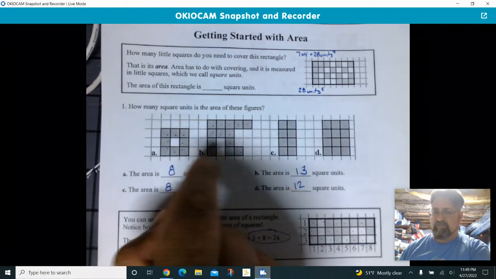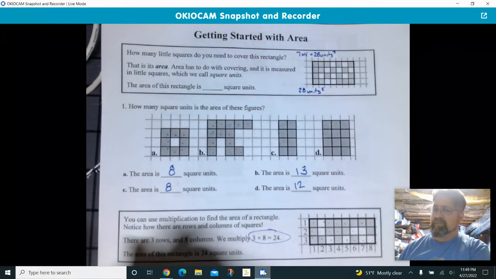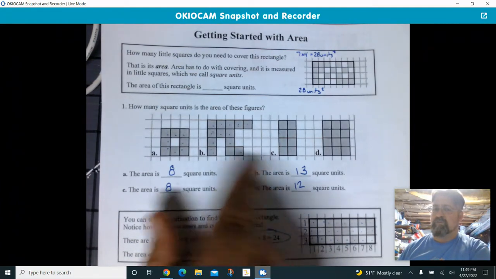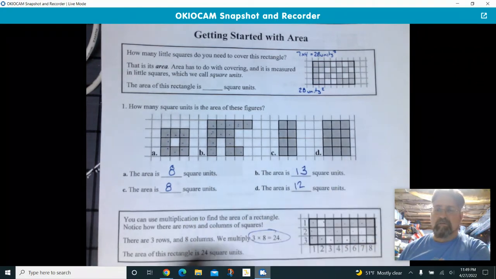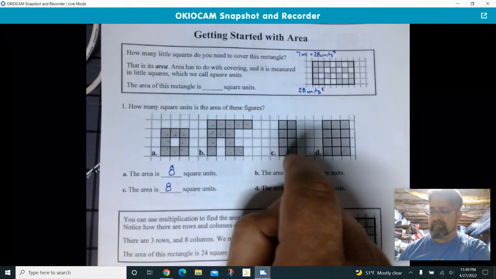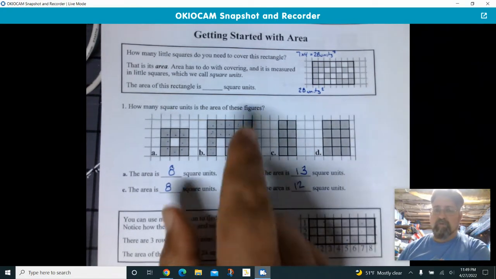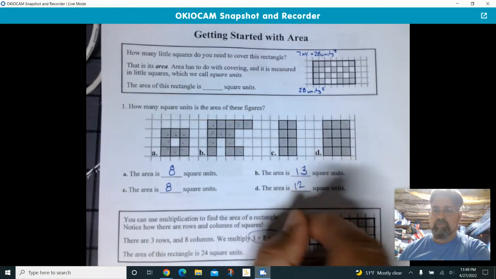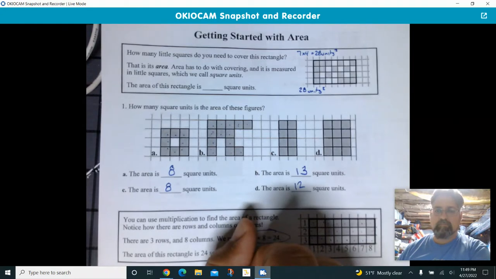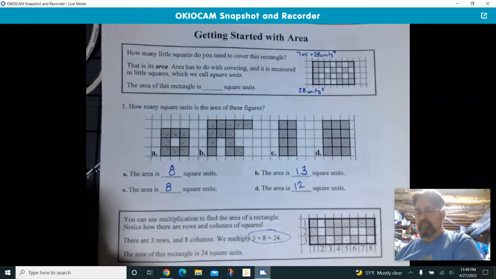Now, sometimes it's easier to count the blocks. Like that's a very irregular shape. It'd be difficult to count those blocks or to do this with multiplication. These, however, were much simpler, right? We just took the length times the width. Boom, boom. 4 times 2 gave us 8. 3 times 4 gave us 12. Then we moved on.